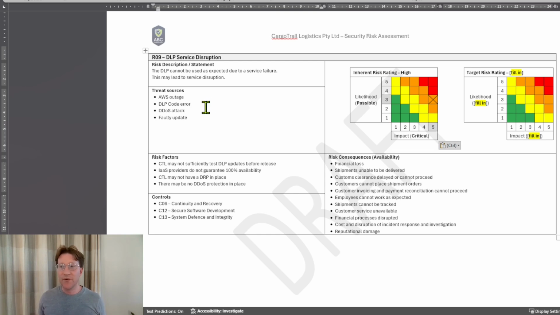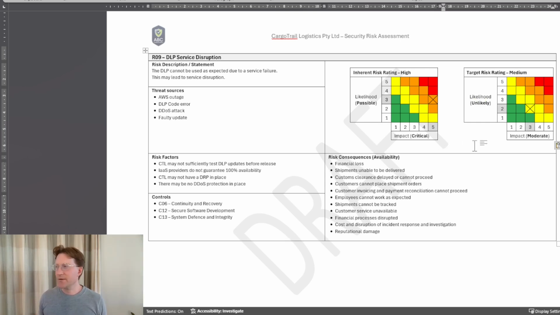Equally, it's possible that there is an error in the code. It's possible that there is a faulty update. It's possible that there is a DDoS attack. These things could happen. And if we don't really think they're strongly likely or unlikely, then we can look for the middle ground, which is that they're possible. In terms of impact, this is going to be critical, similar to a vulnerability in the DLP being exploited, because this is a very important system for CTL. And if this DLP goes down, then it's going to be quite difficult for them to operate as normal.